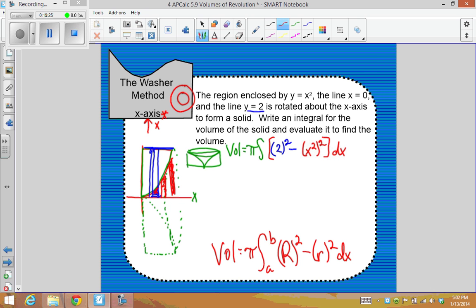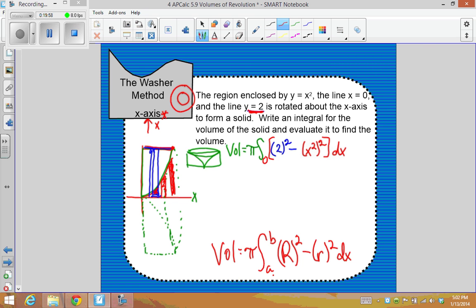Okay, well, how do I find my bounds on this one? My a and my b that were down here, I need to know what those are. Well, I know I'm starting at 0, so that's not a big deal. I can put my 0 in there. But it says y is 2. That's where I'm stopping. Well, I need to know where that line, y equals 2, intersects the curve of x squared.